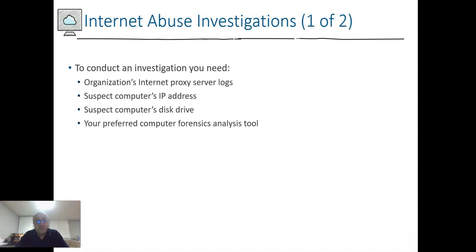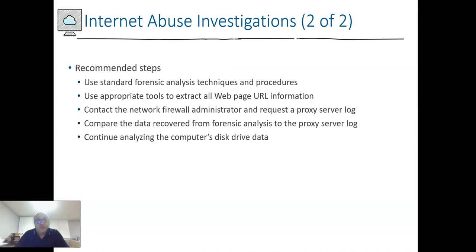To conduct an investigation, you need the organization's internet proxy server logs, as I showed you, like the event viewer and IP address. You need the suspect's computer disk drive, and you prefer a computer forensics analysis tool. Recommended steps: use standard forensics analysis techniques and procedures. When you find emails, read them multiple times to analyze if there is any problem, because sometimes emails appear normal, but after reading multiple times you find something. Use an appropriate tool that extracts web pages visited by the user.